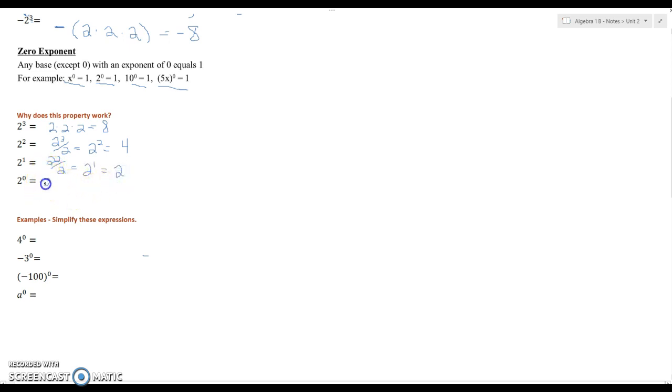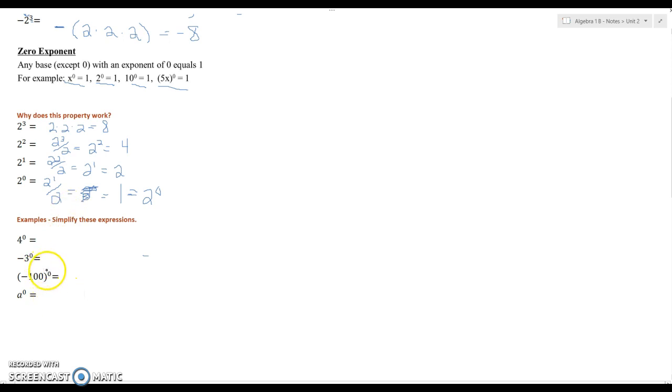And I'm going to take it one more time. 2 to the first divided by 2 gives me 2 to the 0, which is 1. Because 2 to the first is 2, divided by 2 is 1. So I'll write this way so you can see that a little better. So you can see that if we look at that division property, if we're constantly dividing by that same base, we can get down to 2 to the 0, which equals 1. And it works with every single base. So that's where this property comes from.